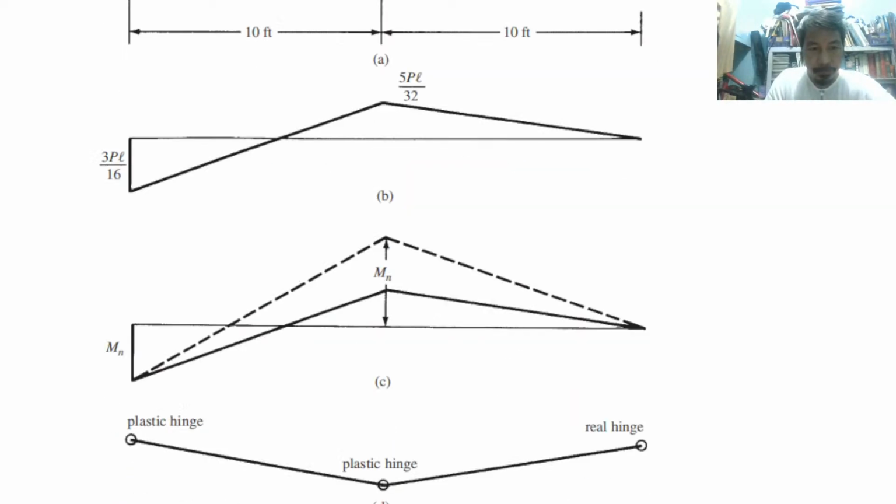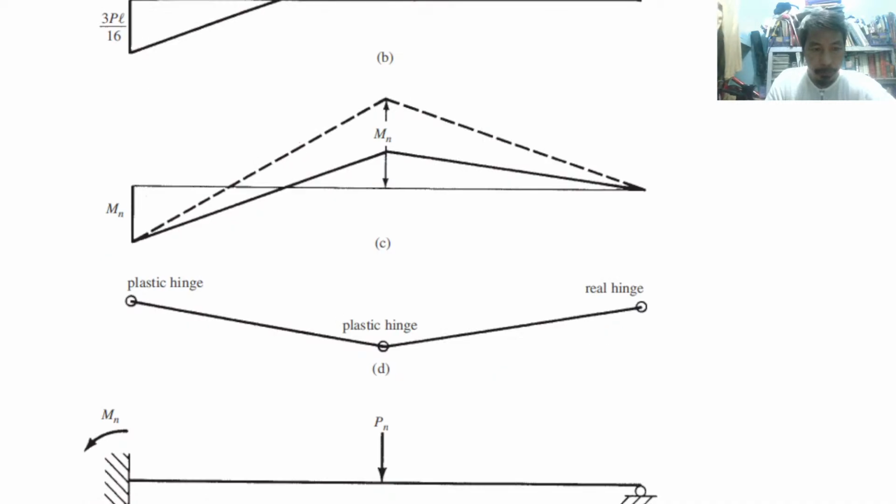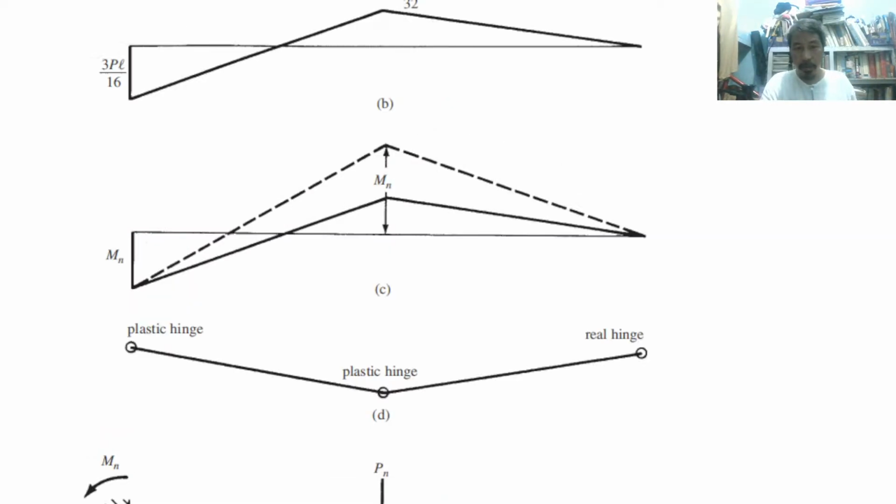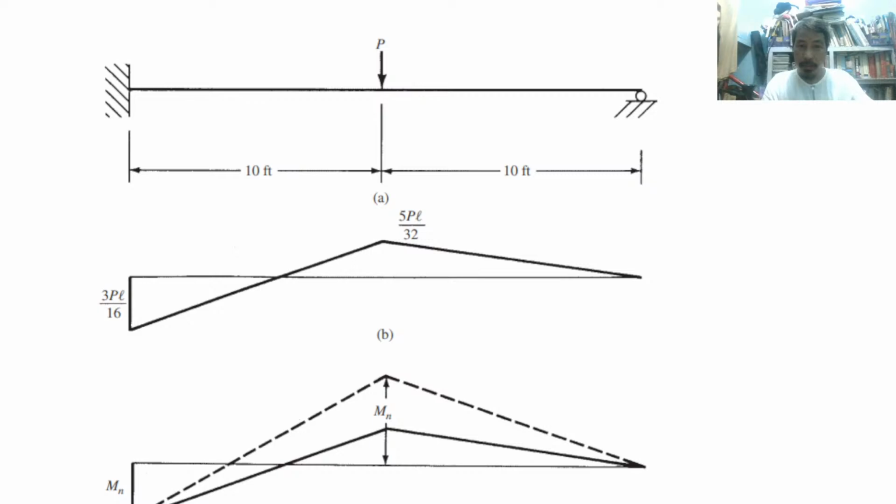So what do we have here? This figure is the hinge formation sequence in a propped beam. A propped beam is one fixed end and one pin. So how many plastic hinges do we need? We need 2 plastic hinges in order for this structure to fail.